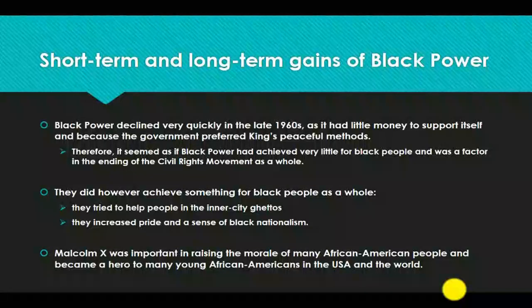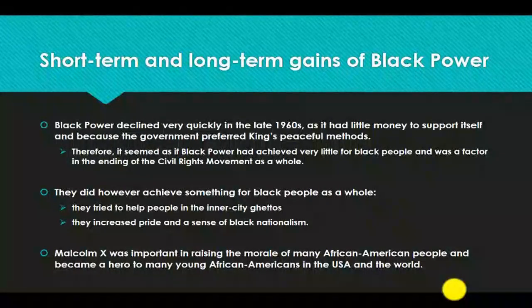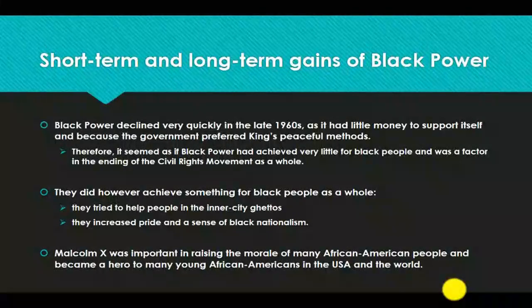So the short and long-term gains of Black Power. Black Power declined very quickly in the late 1960s as it had little money to support itself and because the government preferred King's peaceful methods. Therefore, it seemed as if Black Power had achieved very little for black people and was a factor in the ending of the civil rights movement as a whole. They did, however, achieve something for black people. They tried to help people in the inner city ghettos, and they increased pride in the sense of black nationalism. And Malcolm X was important in raising the morale of many African American people and became a hero to many young African Americans in the USA and in the world.